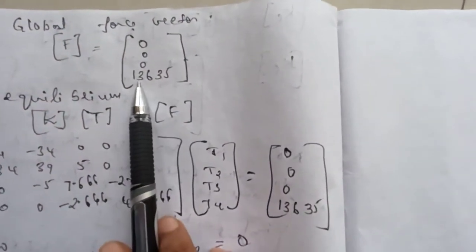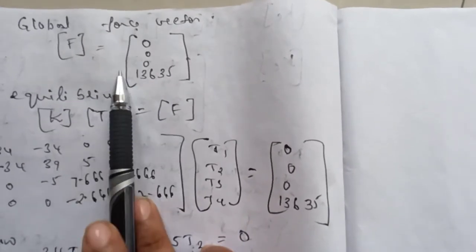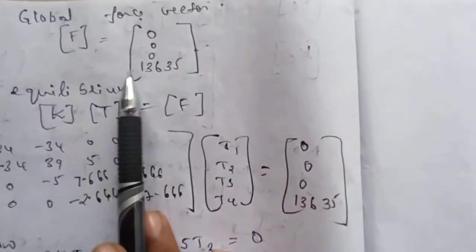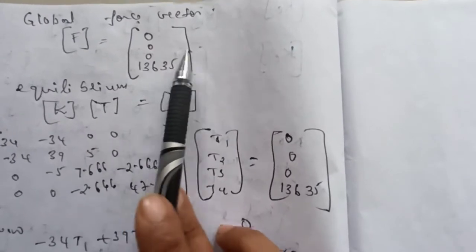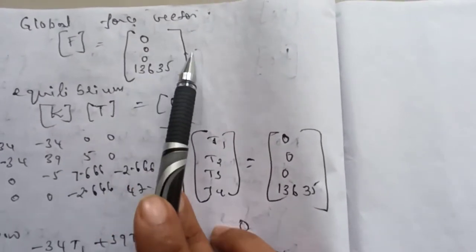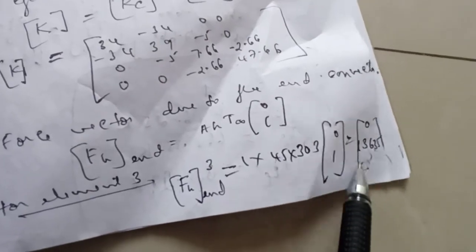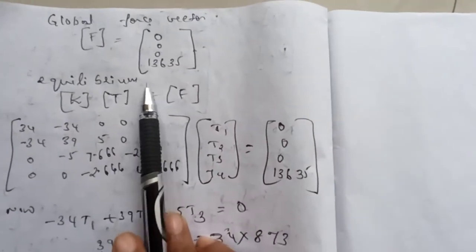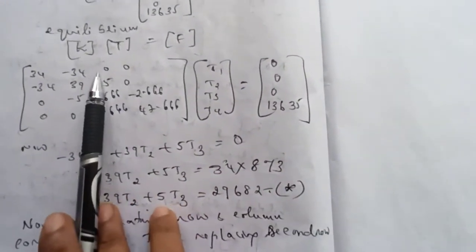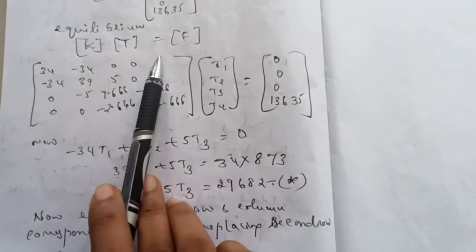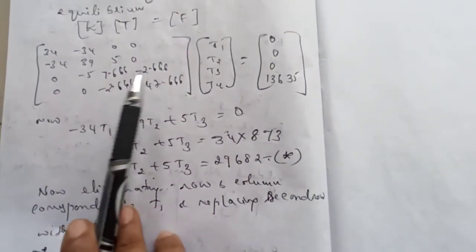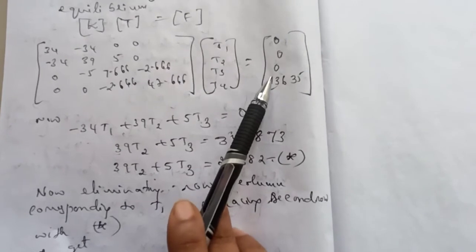Now we need to find out the global force vector. The force vectors for the first element and the second element are 0, 0, so just add them up. Here also we need to get 4 entries, for the first node, second node, third node and fourth node. That is why only for the fourth node you get the value 13632. That's what I have written while finding the global force vector. Then we have the equilibrium equation, that is K into T equals F. So substitute the K value, the global stiffness matrix, the temperature vector as well as the force vector.